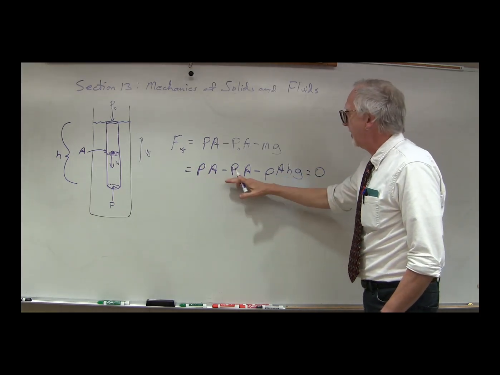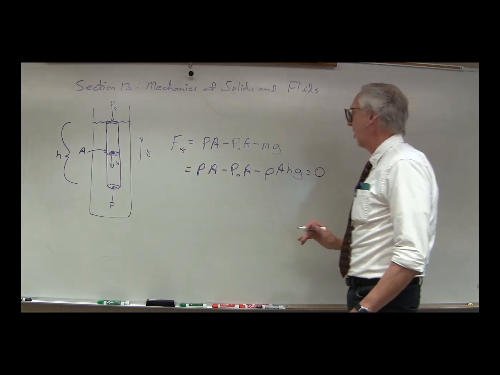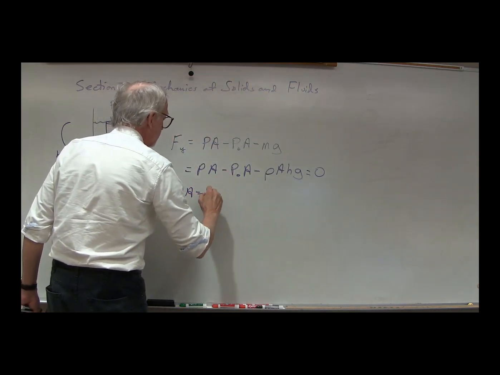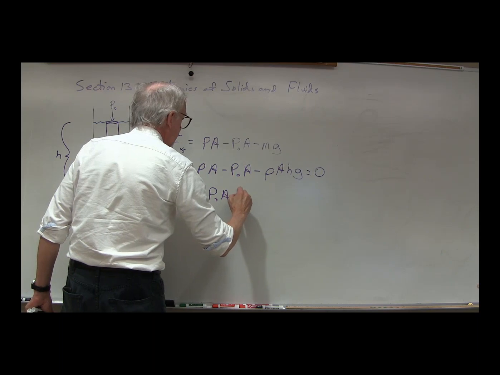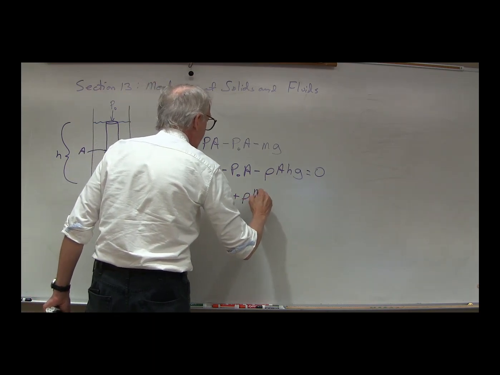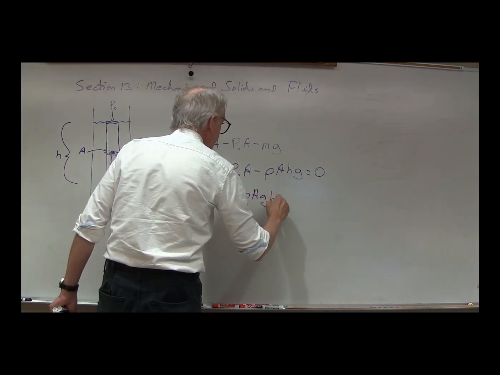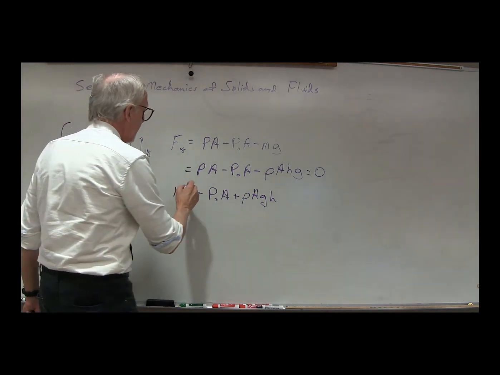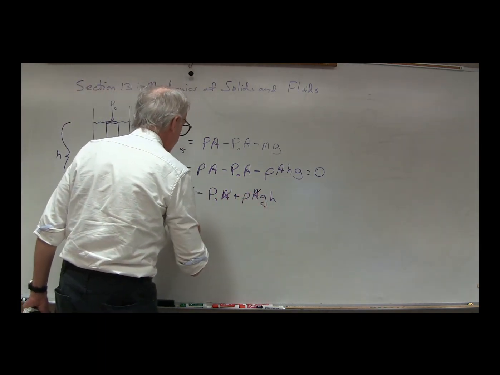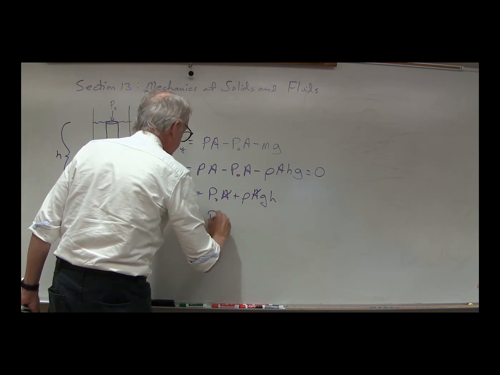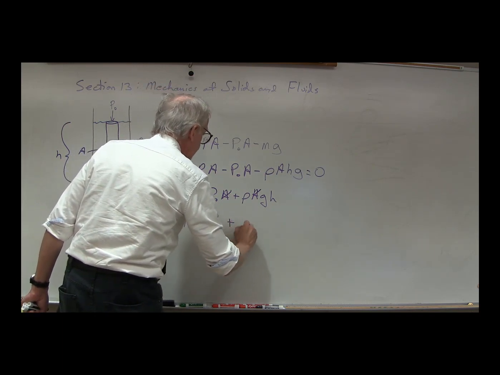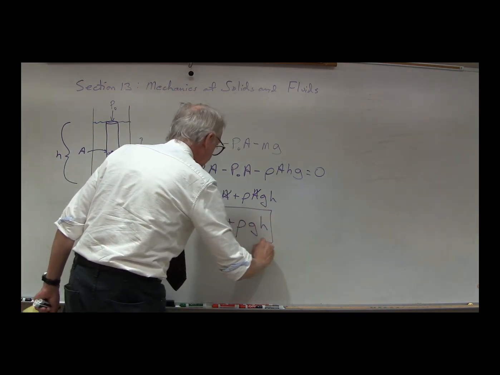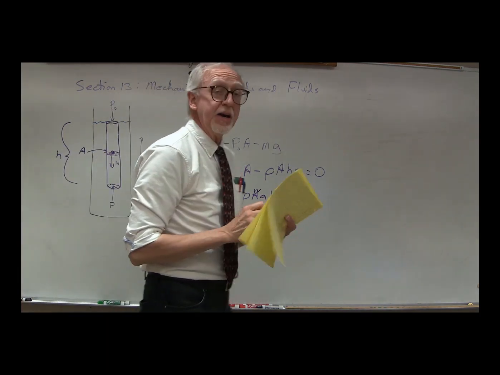Well, we've got one positive, two negative quantities. Let's bring them over here. So what do we have? We have PA equals P0A plus rho A g h. And notice there is an A in each term. Let's divide off the A. And what do we have? We have P equals P0 plus rho g h. There we go. This is a very, very nice result.